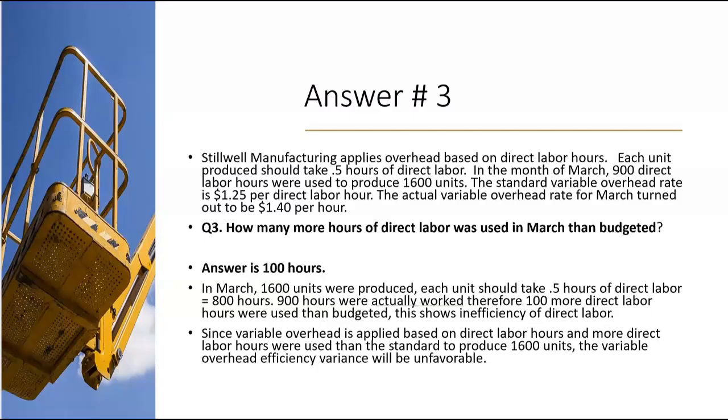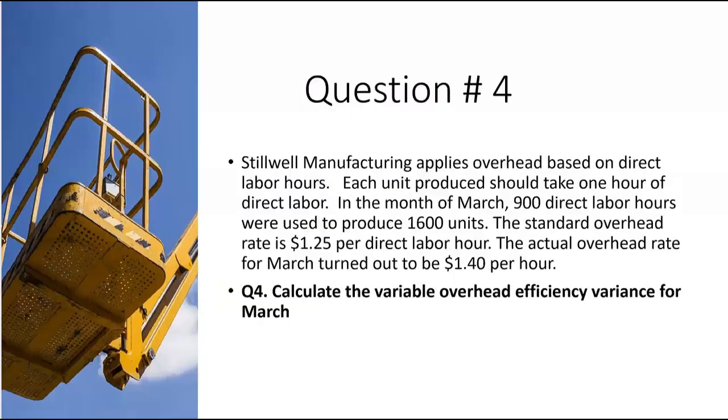So we used 100 hours more than we should have. Do we need a journal entry for that? No. Is that a variance they just asked us about? No. Just a heads up. We're always anticipating the next question, right? That's the I-75 difference. And we're anticipating the next question to be, calculate the variable overhead efficiency variance for March.